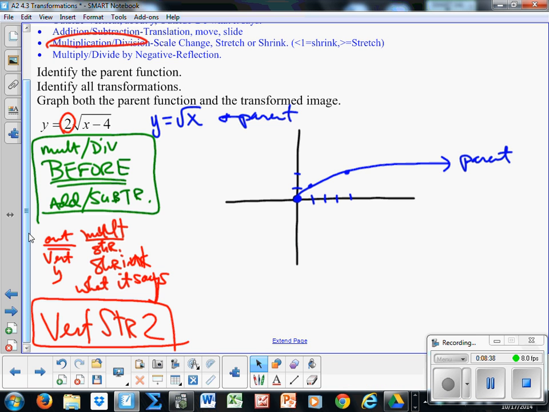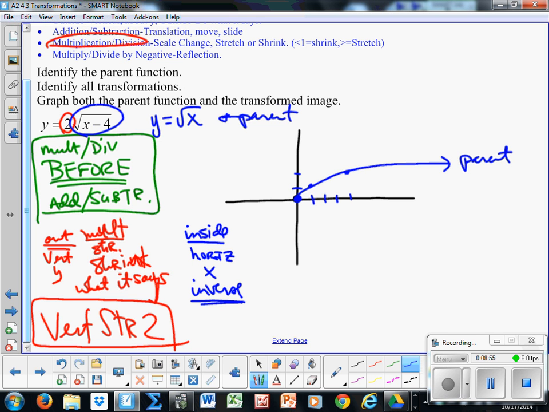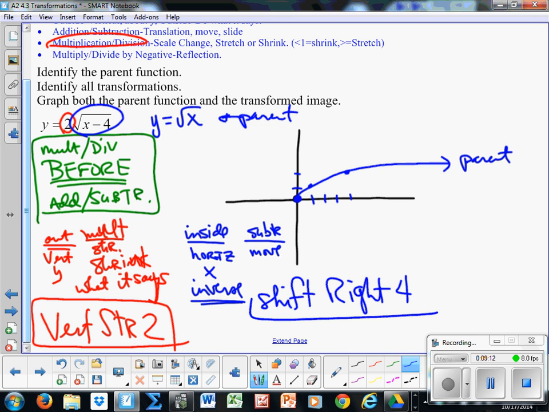The only other number in the middle of this craziness is this x minus 4 inside the square root. Okay, so it's inside, meaning it's going to be horizontal. It's going to be about x, and you do the inverse, inside inverse. It is subtraction, so that means it's a shift, a slide, a translation, and so the inverse of minus 4 is going to be plus 4. So this is a shift right of 4. Now, if that went too fast, you are in control of the pause and rewind and fast forward.